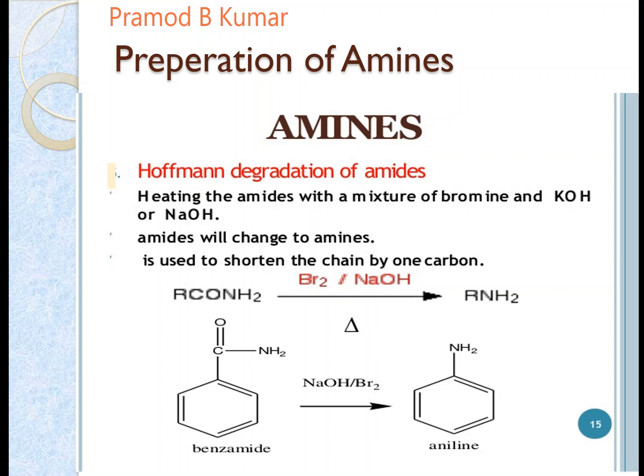Using Hofmann's degradation, you convert an amide, that is CONH2, benzamide, into aniline by using a base like sodium hydroxide or potassium hydroxide in the presence of bromine to give you your aniline.